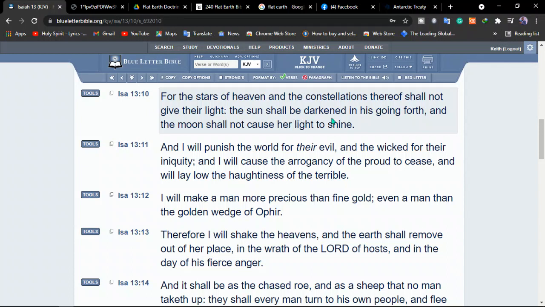The sun shall be darkened in its going forth, and the moon shall not cause her light to shine. You see, the moon has her light. She does not reflect. She has her light.